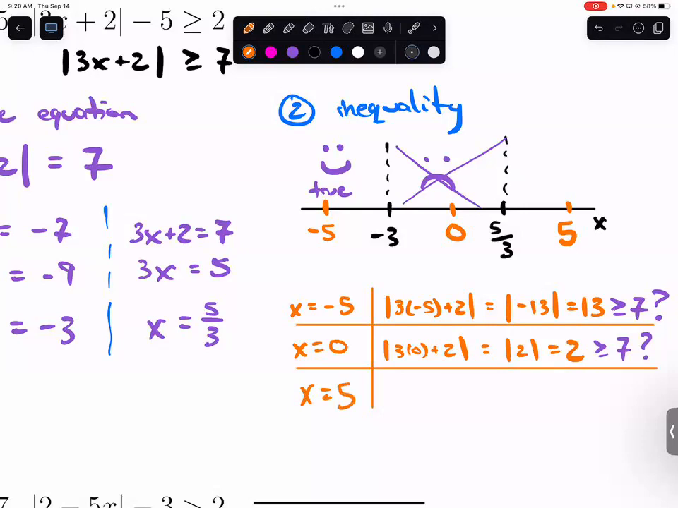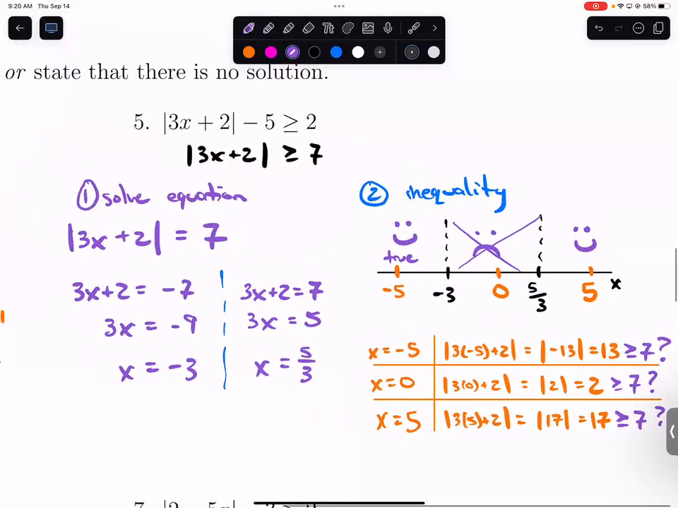So if x is 5, 3 times 5 plus 2 would be 17. Absolute value 17 is 17. Is that bigger than 7? Yes. So what is our solution set then to this inequality?